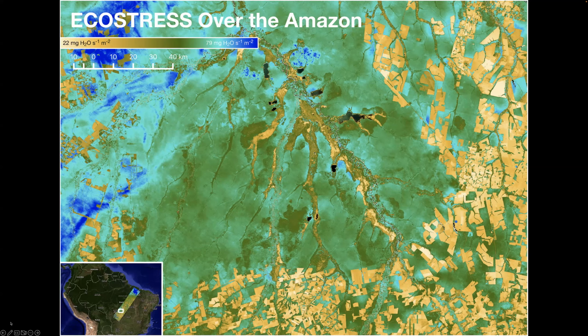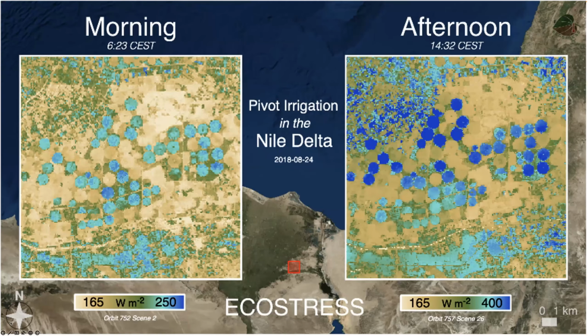ECOSTRESS gives us multiple overpasses at different times of day, and so here is an image over the Nile Delta, where ECOSTRESS passed over at about 6 in the morning, where the fields were just starting to wake up and evapotranspire. And then again, it passed over in the afternoon around 2. And you can see the fields are really cranking. The color bar scale is even higher, although some of the fields are starting to dry down a little bit. So that's something that's interesting from a diurnal perspective. And given that good spatial resolution, you can start to see what's going on.